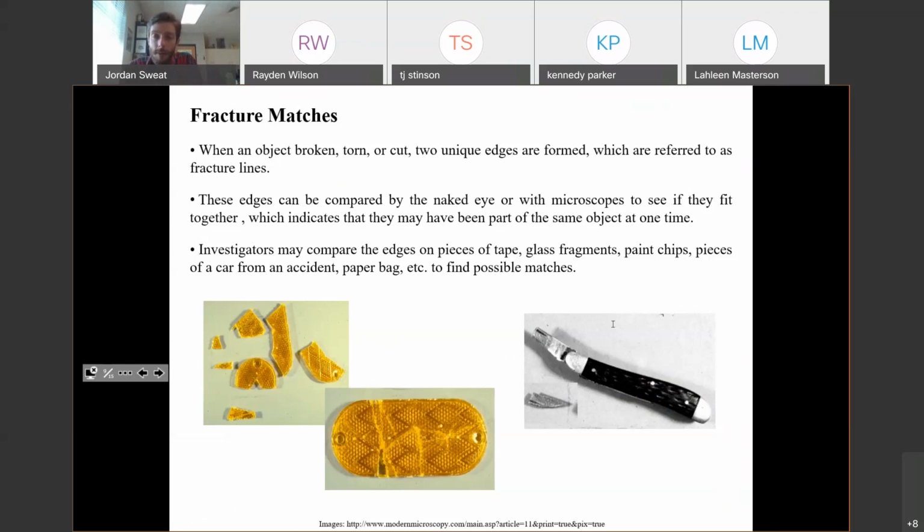Okay, can you see them now? Tamaya, you good? All right, good deal.